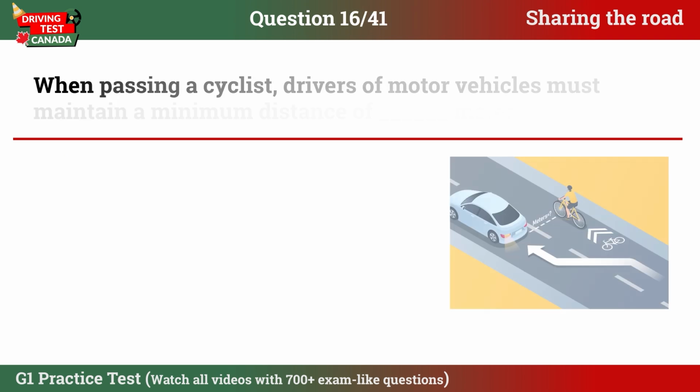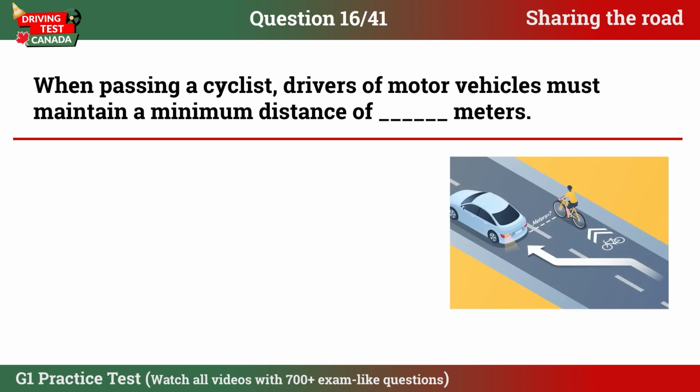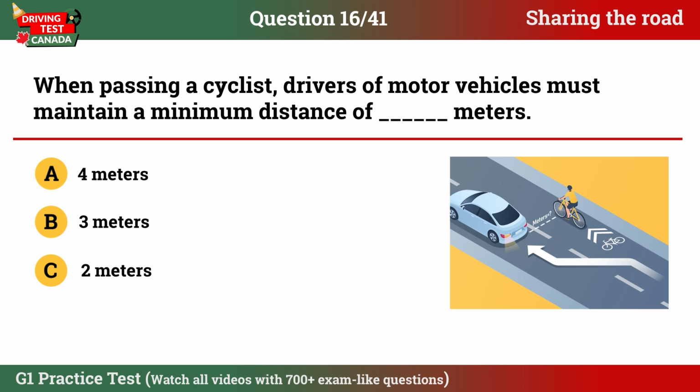Question 16. When passing a cyclist, drivers of motor vehicles must maintain a minimum distance of blank meters. A. 4 meters. B. 3 meters. C. 2 meters. D. 1 meter.